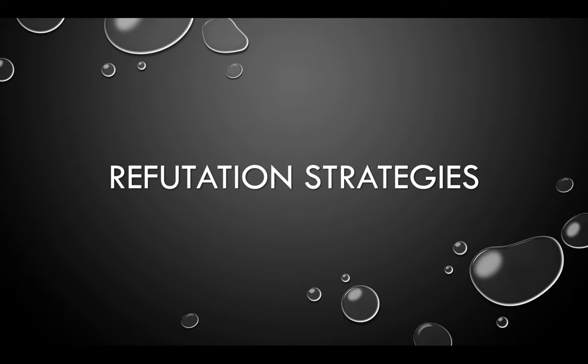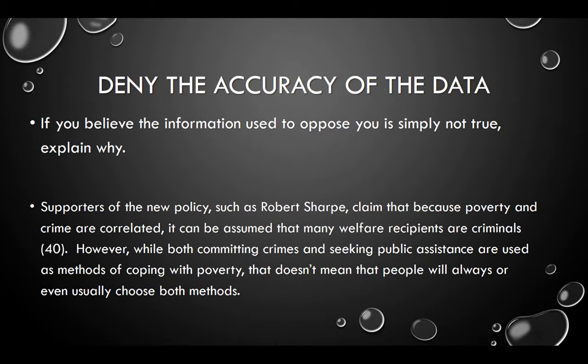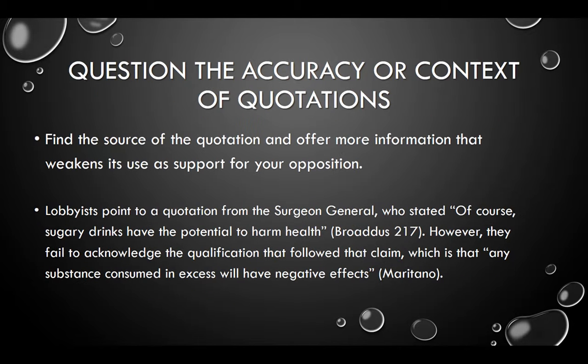Now, once you have your opposing viewpoint, you have several different options for refuting it. Here are some of those ways. You can cast doubt on how typical or sufficient the examples are. Maybe they don't have enough evidence to come to their conclusion, or maybe their evidence is not representative of most situations. You can deny the accuracy of the data. Perhaps something that they're saying is not true, and you can explain why you believe that to be the case.